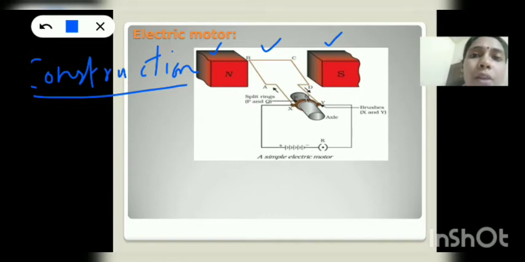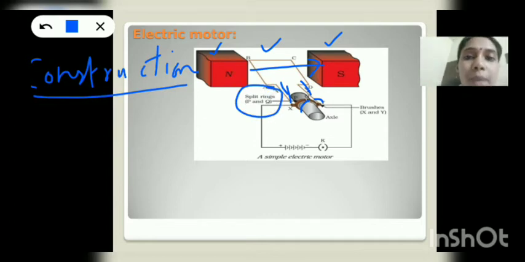What is the direction of this magnetic field? Yes, the magnetic field is directed from north to south. Now, the ends of this rectangular coil, that means this portion, are connected to two rings. Can you see this? These are two rings. It's not a complete ring, it's a half ring, a C-shaped ring, and these rings are known as split rings. The rings are named P and Q. P and Q are split rings.